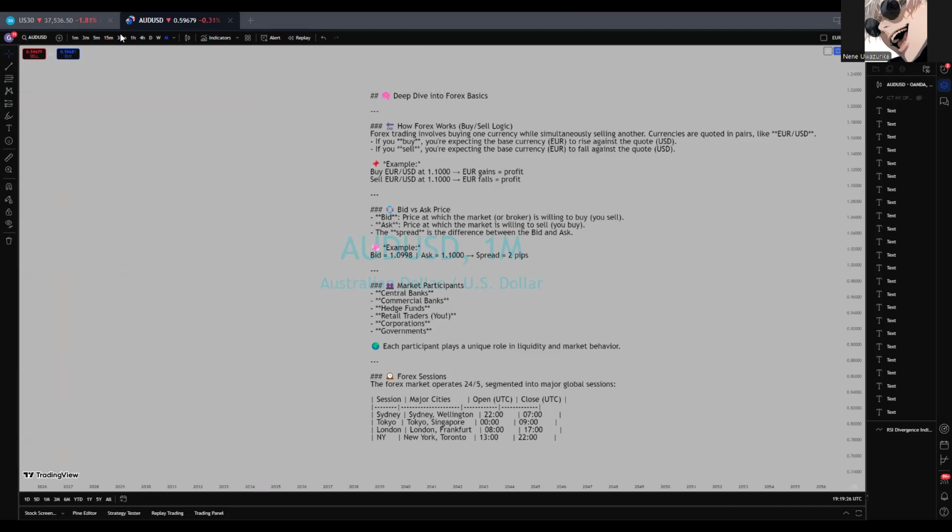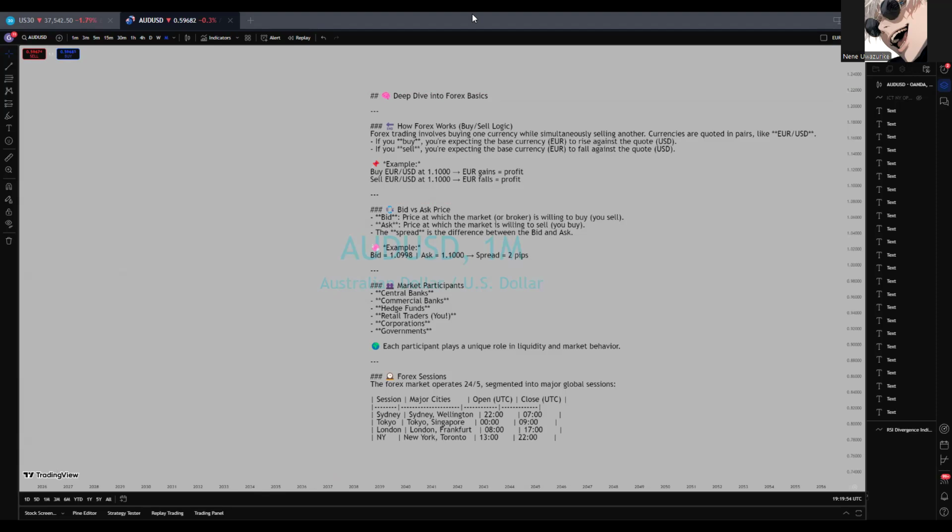All right, let's move down. We know our market participants: the central banks, commercial banks, hedge funds, retail traders, corporations, and government. So now we know Forex is not a scam, neither is it a Ponzi scheme. It's a legit business in which people can make legit cash.